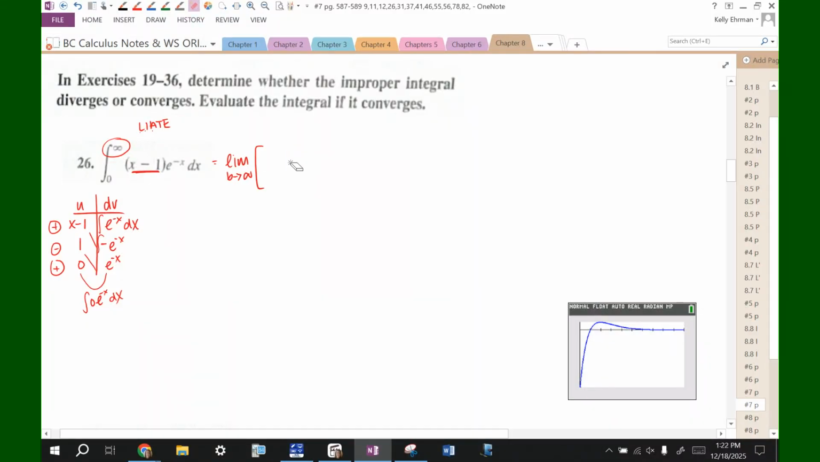Actually, let's do this. Negative x minus 1 over e to the x, minus 1 over e to the x from 0 to b. And then I can put my values in. Fundamental theorem. That's the first piece. Minus negative 0 minus 1 over e to the 0 minus 1 over e to the 0.